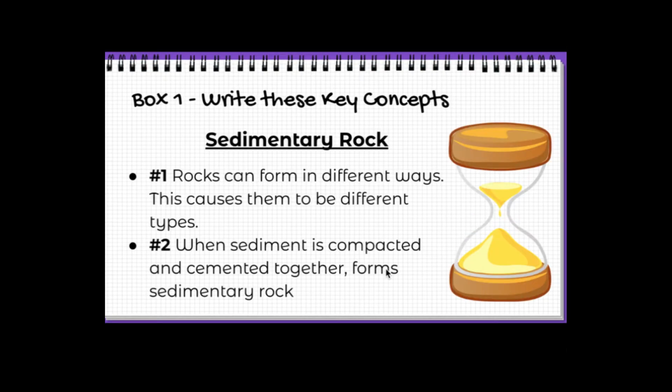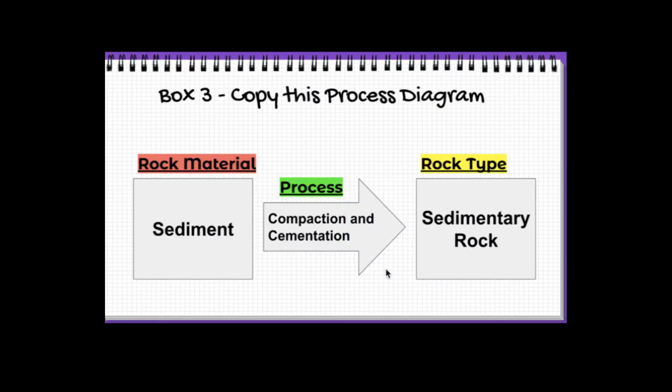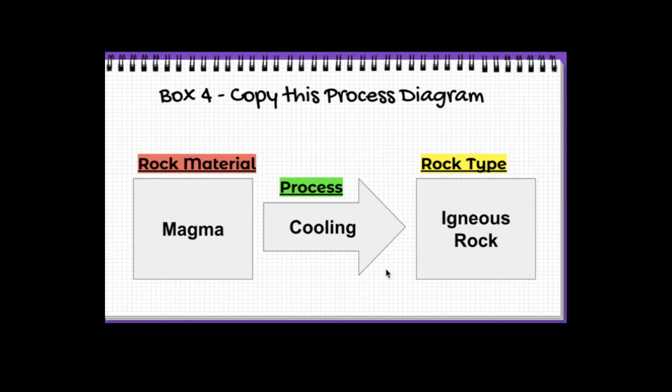So go back to number 1. We know that rocks can form in different ways. This causes them to be different types. If we have sediment, it gets compacted and cemented together to become sedimentary rock. When we start with magma, it cools and becomes igneous rock.